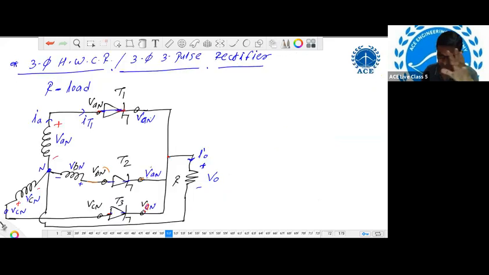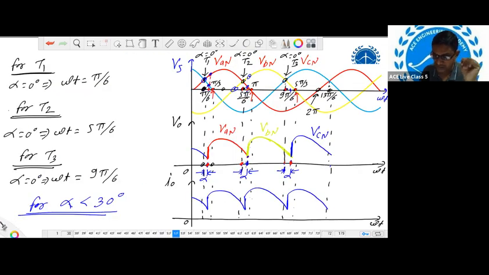Yes. When thyristor T1 was in conduction mode, at the cathode of thyristor T2, the voltage appearing was VAN. Anode voltage is VBN, cathode voltage is VAN. So what is the voltage across thyristor T2? It is VBN minus VAN. Now at the instant of triggering of thyristor T2, please check the value of VBN and VAN.